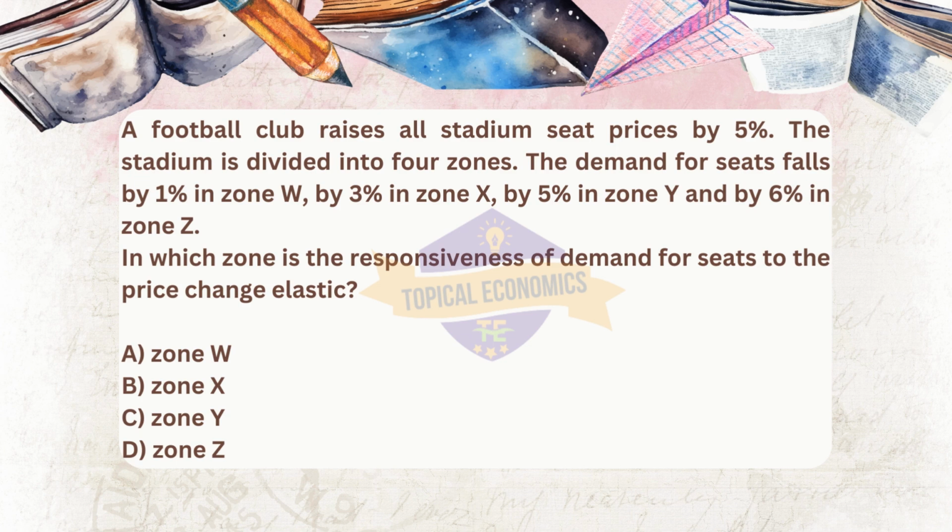For Zone W, PED equals -0.2, inelastic. For Zone X, PED equals -0.6, inelastic. For Zone Y, PED equals -1.0, unit elastic, and for Zone Z, PED equals -1.2, elastic. Thus, the zone where the responsiveness of demand for seats to the price change is elastic is option D, that is, Zone Z. Proceeding with question 23.